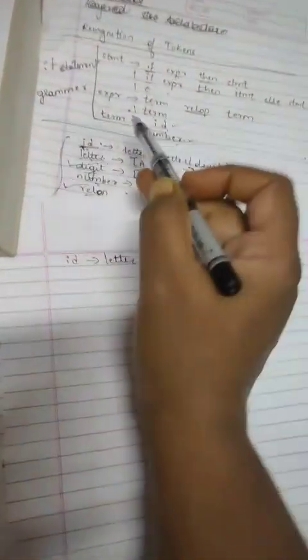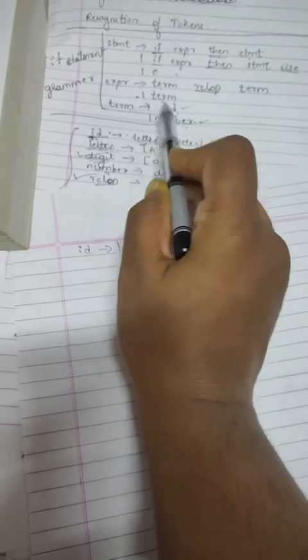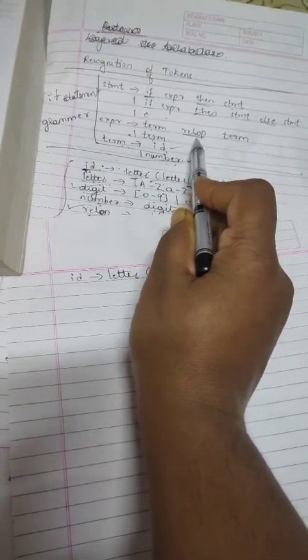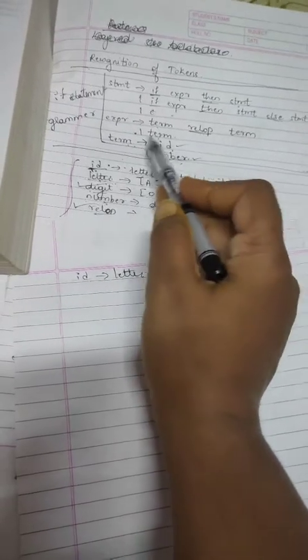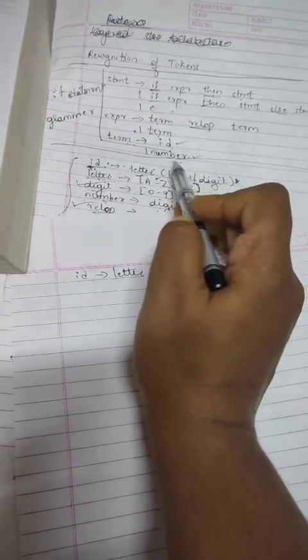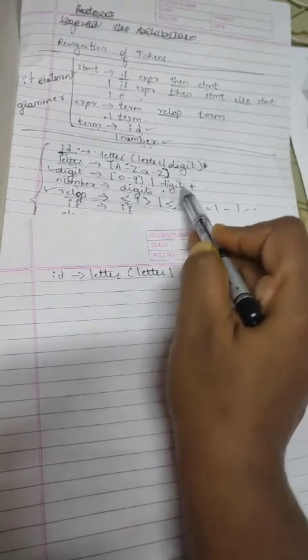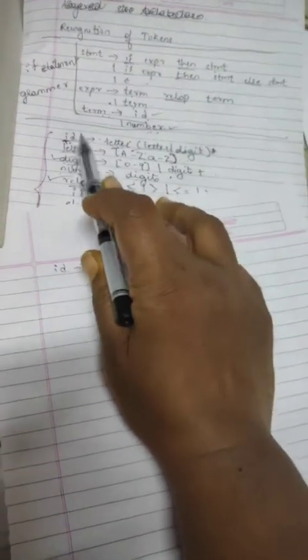Our next transition diagram is for id, because my term tends to id and then a number. Earlier, relop was defined. Here my term is id and a number. Number is nothing but a digit. Digit will be discussed later, after this id.